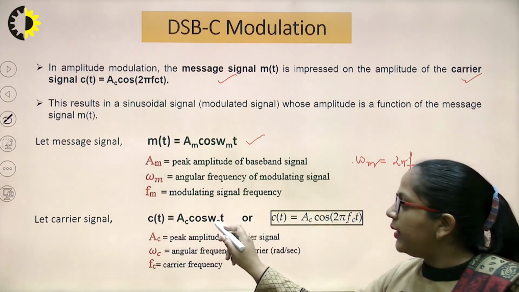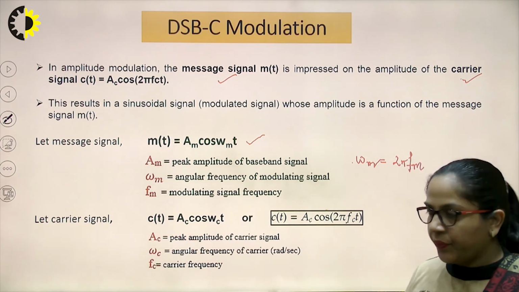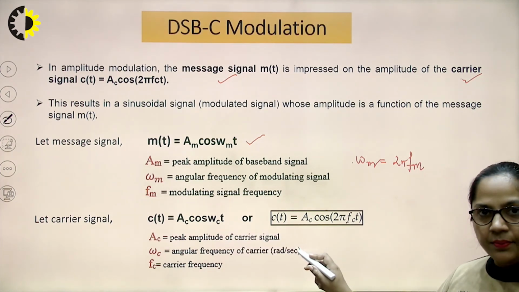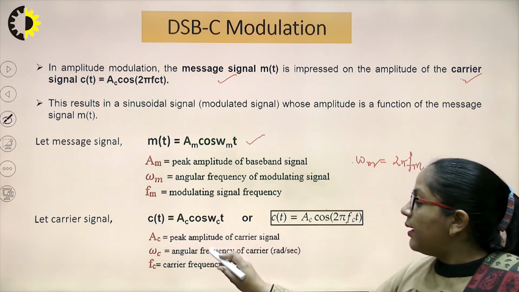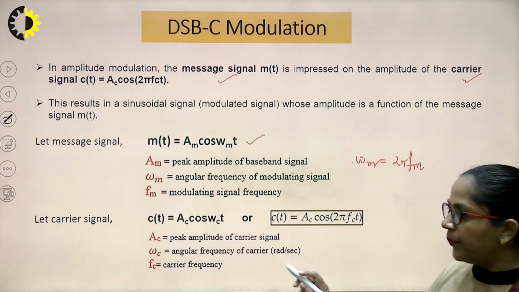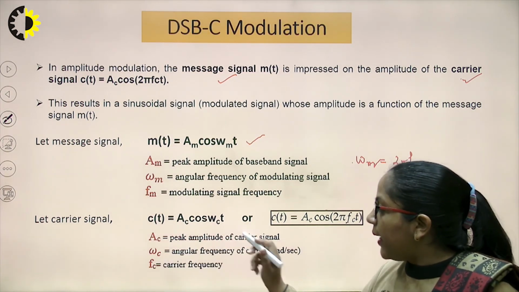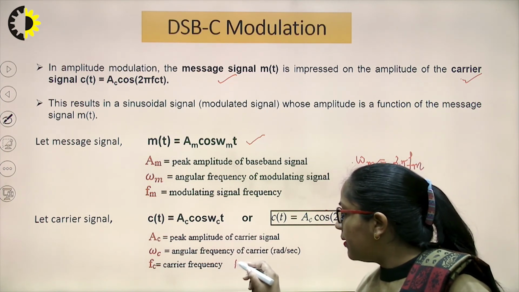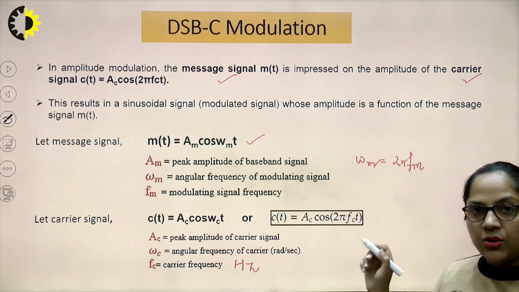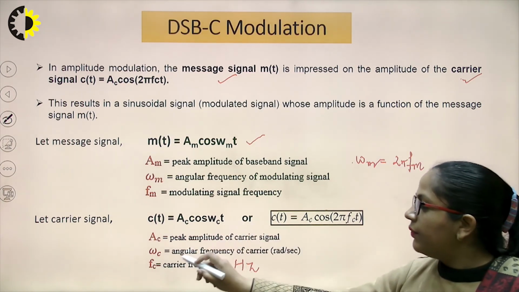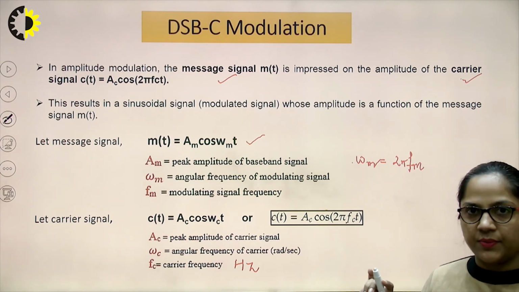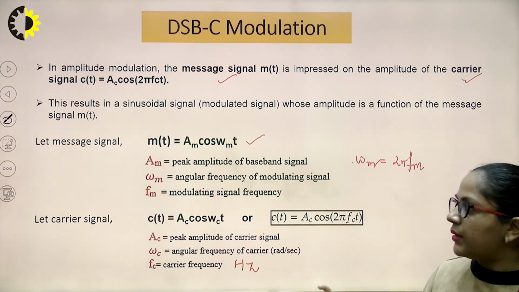or Ac cos 2 pi fc t after expanding omega c. What is Ac? Ac is the amplitude of the carrier signal. Omega c is the angular frequency of the carrier signal in radians per second. If we want the carrier frequency to be represented in hertz, then by putting omega c equals 2 pi fc, we will have the carrier frequency in hertz. So here we have done nothing yet.